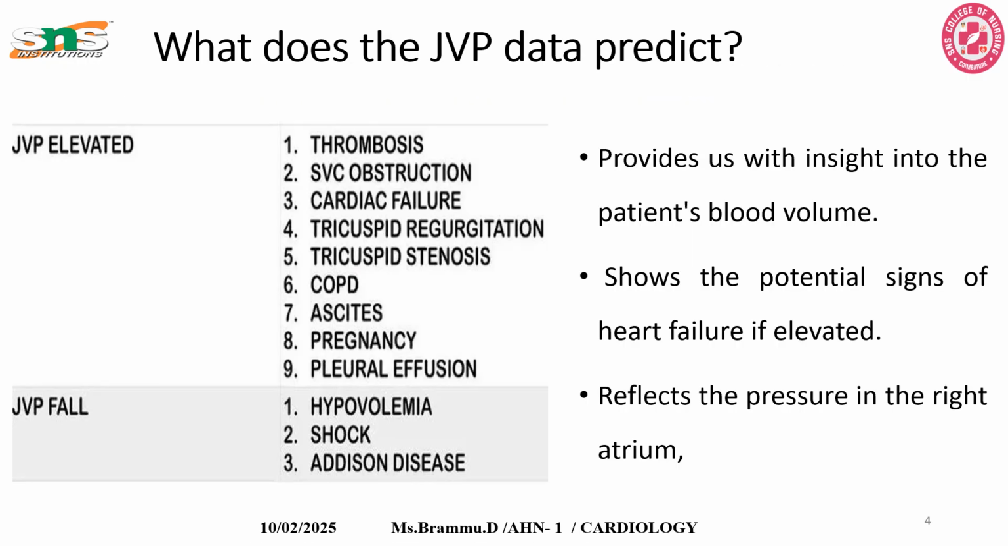So what does this jugular venous pressure data predict? Here it gives us an insight into the patient's blood volume. It also shows us the potential signs of heart failure if the jugular venous pressure is elevated. And this also reflects the pressure of the right atrium, which is nothing but the central venous pressure.